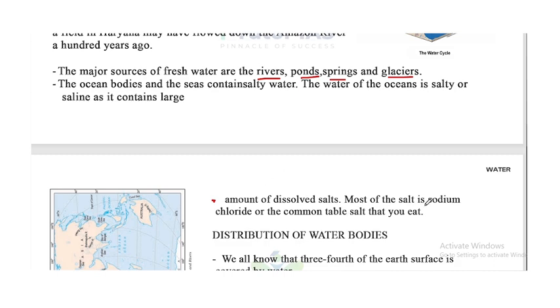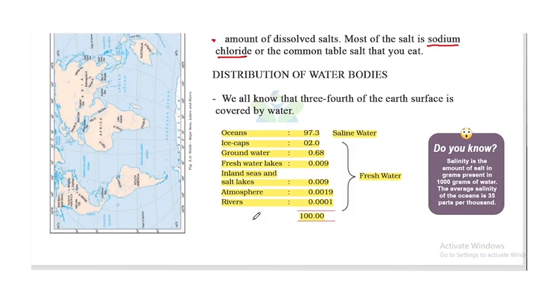Most of the salt is sodium chloride. So most of the salt contained in the ocean water or the sea water is sodium chloride, that is the common table salt. Now, distribution of water bodies. We know 3/4 of our earth's surface is covered by water.